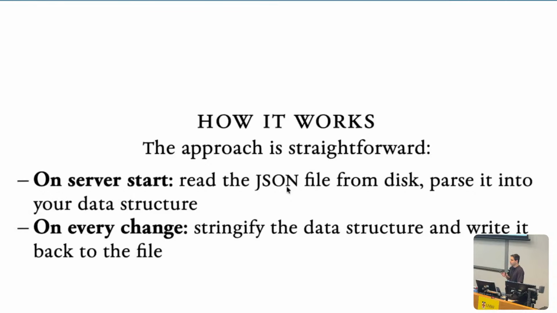JSON.stringify, that's right. We stringify the data structure and we write it back to the file. Now, what you'll note here, if you're thinking about it, is, well, what does that mean? It means that every time we make a change, we write the whole JSON object back to the file. That's where we're losing that efficiency.